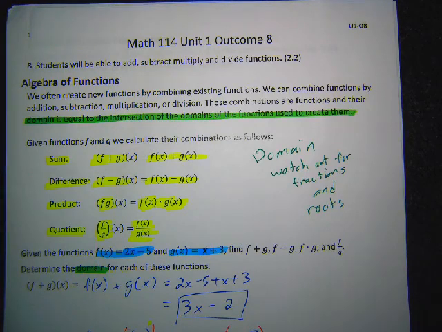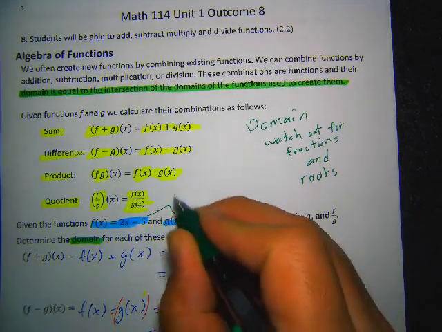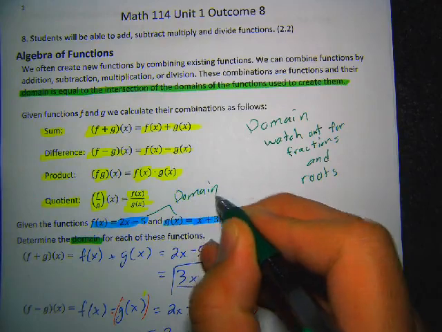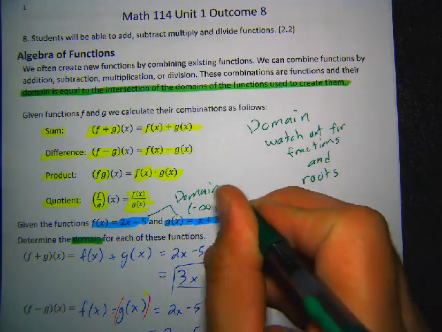Or if you have a square root and put a certain number in for x and it makes the square root of a negative, then we don't want to use that. Otherwise, we're usually pretty safe because everything else is going to be fine. In fact, for both of these functions, because they have no fractions and they have no roots, the domain is going to be negative infinity to infinity.